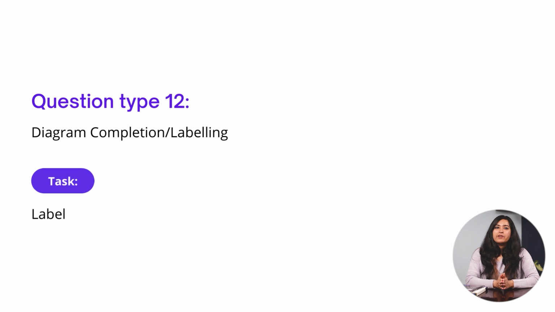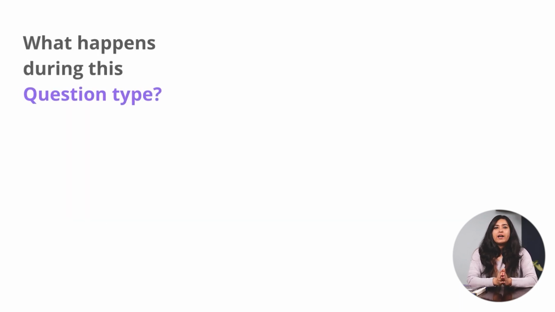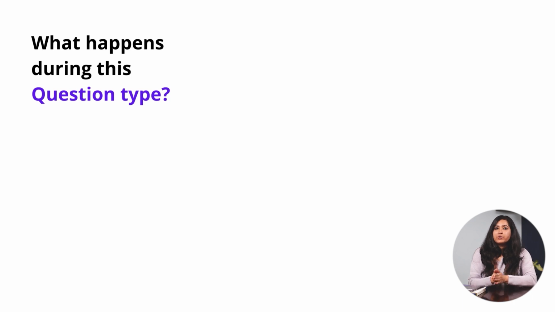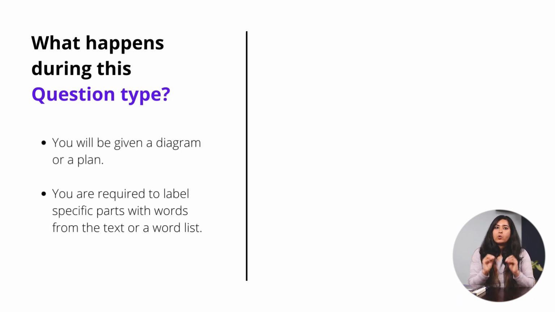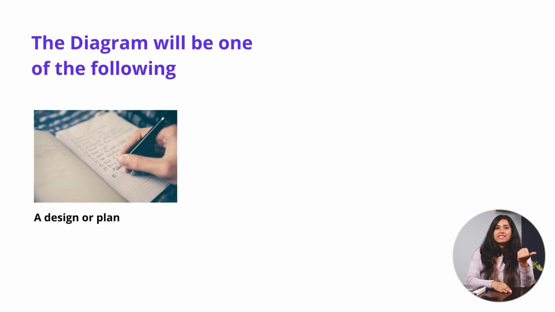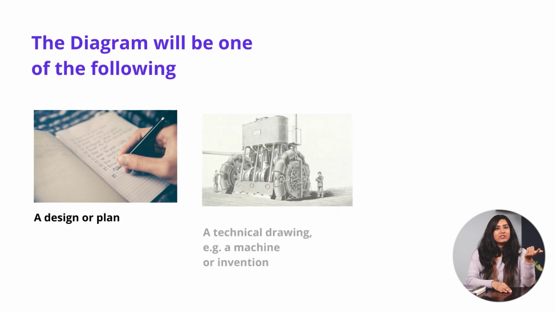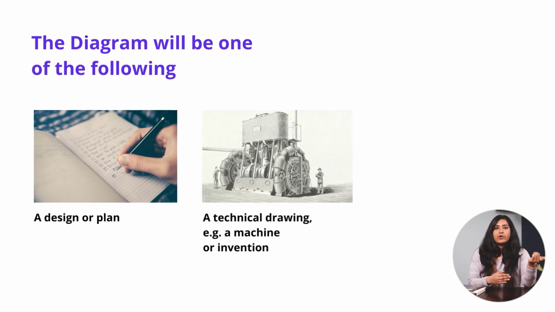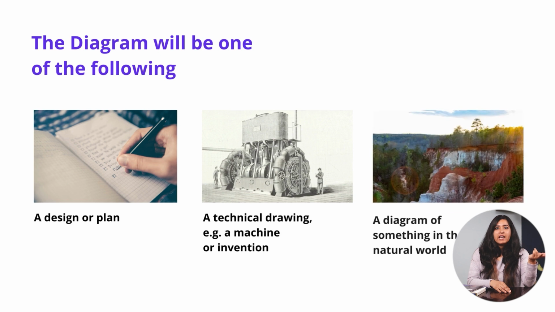The task for diagram completion or labeling questions is as it states. You will have to label the diagram given to you using words from the passage or a word list. You could be presented with one of the following types of diagrams. It could be either a design or plan, a technical drawing, for example, a machine or invention, or it could be a diagram of something in the natural world. Again, for example, a plant or an egg.